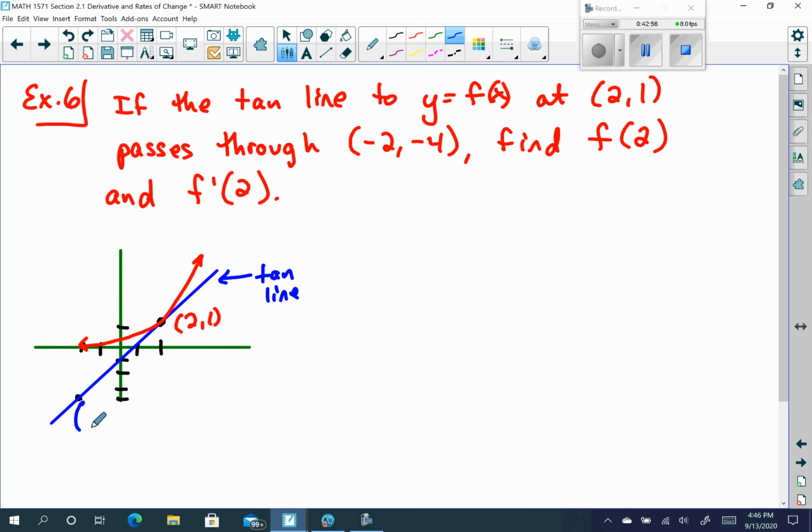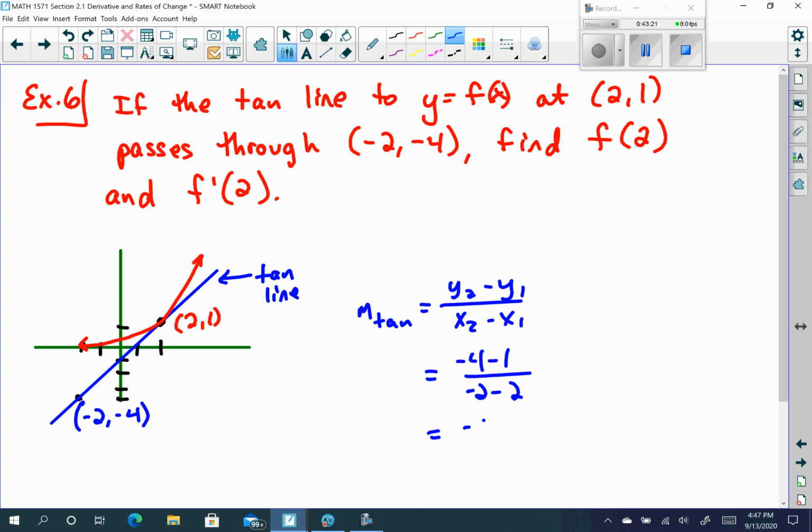So all I have to do is find the slope of this tangent line the old-fashioned way, which is just the slope formula, because I'm given another point that our tangent line goes through. In this case, the slope of the tangent line comes from y2 minus y1 over x2 minus x1. I'm going to start down here: negative 4 minus 1 over negative 2 minus 2, which gives me negative 5 over negative 4, or a positive 5/4.